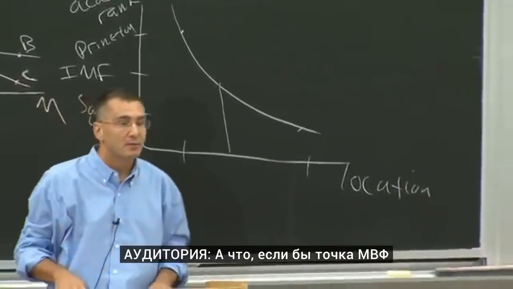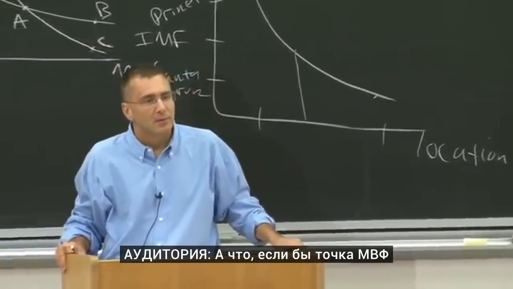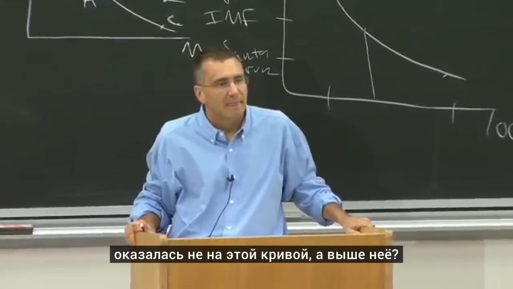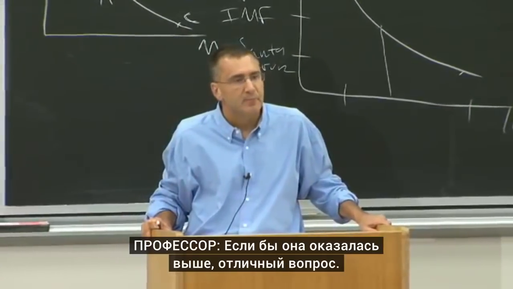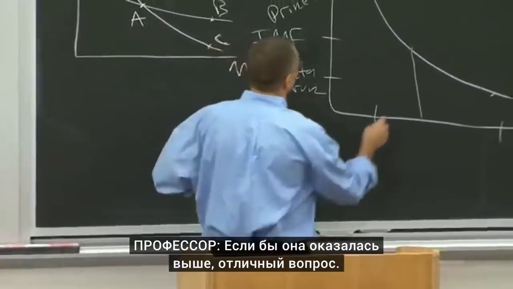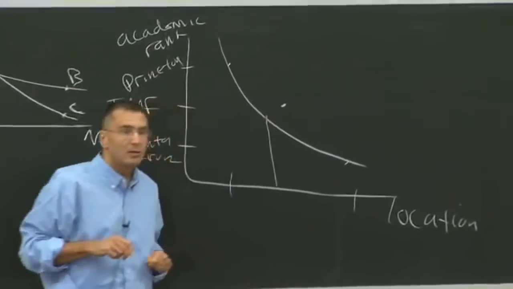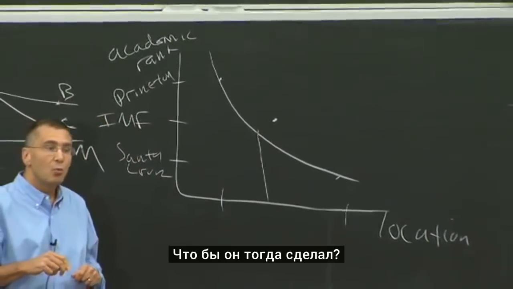Question in the back. I was wondering if the IMF point would actually not be on the curve, but further out? Great question. So imagine the IMF were here. Okay? What should he have done?